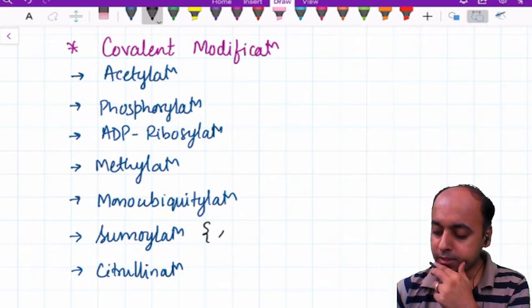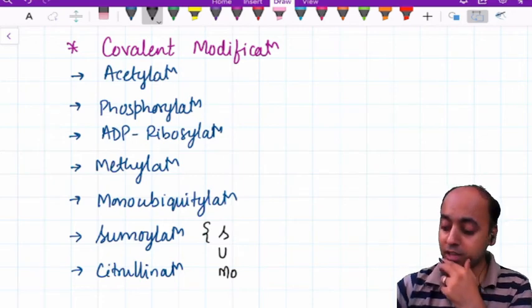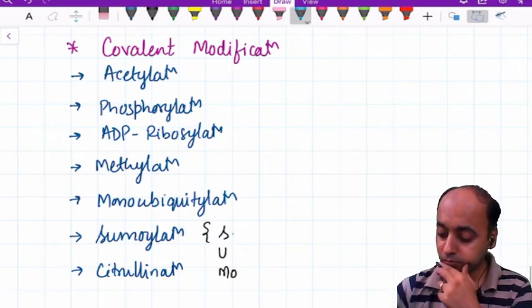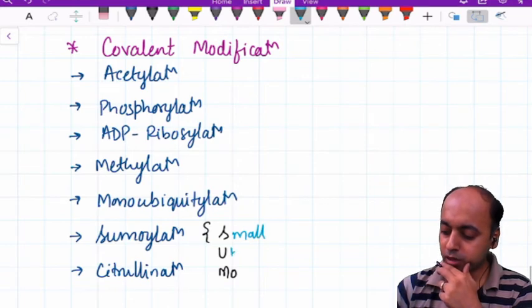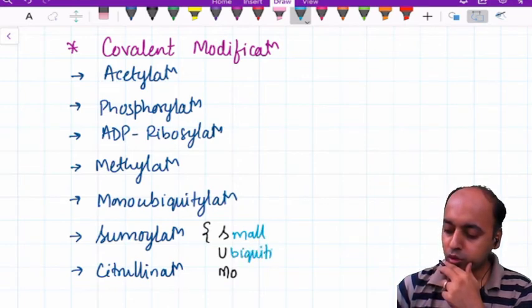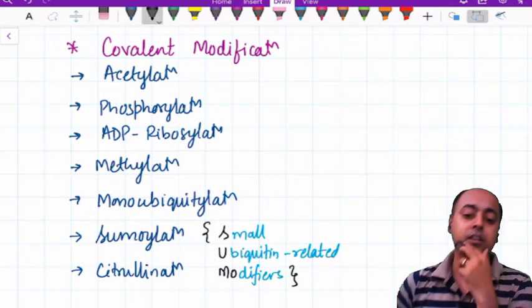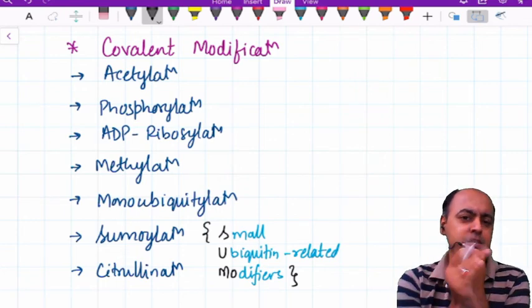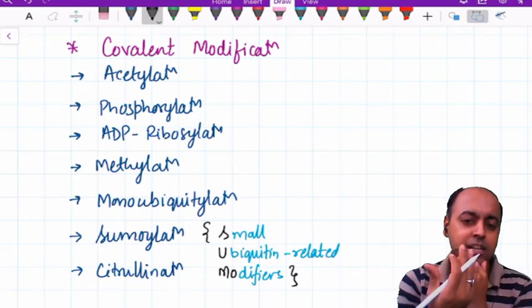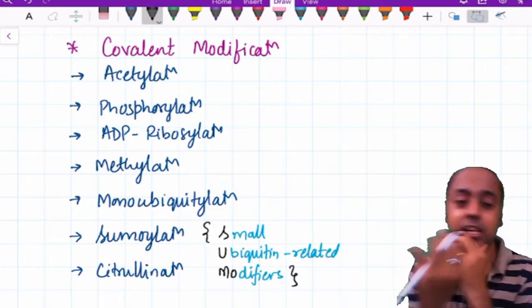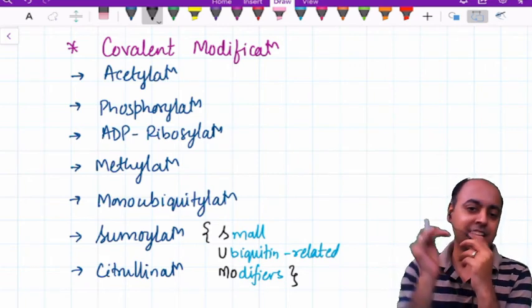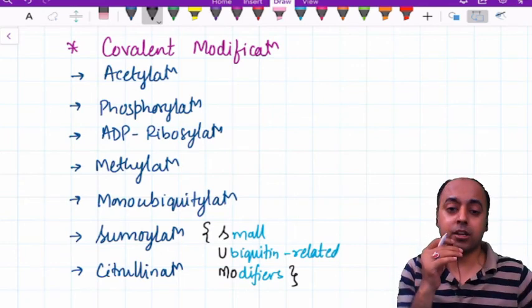Here there is attachment of SUMO. SUMO stands for small ubiquitin related modifiers. They are ubiquitin like proteins, but they are smaller in nature, and we call them SUMO. When the SUMO is attached, the phenomenon is known as SUMOylation. They are covalent modifications, meaning they get attached covalently with the histone particles.